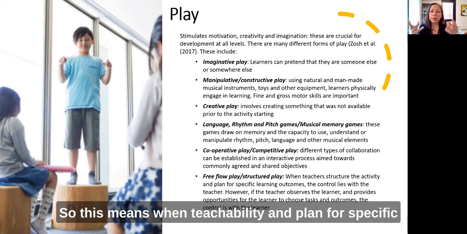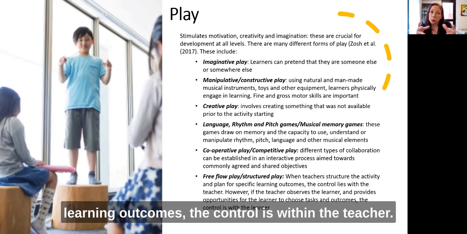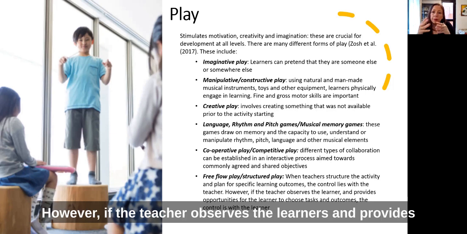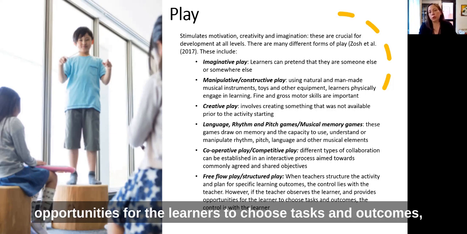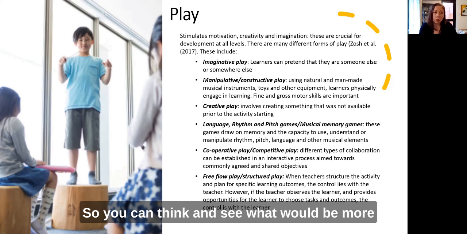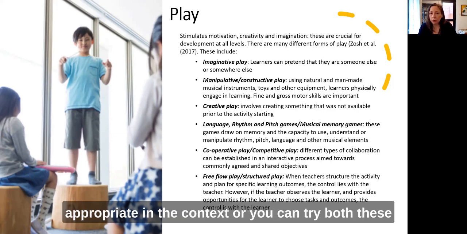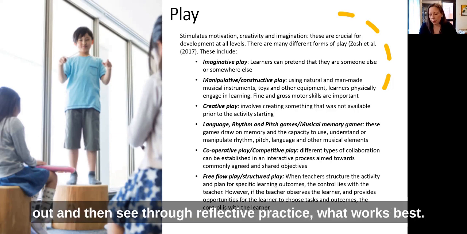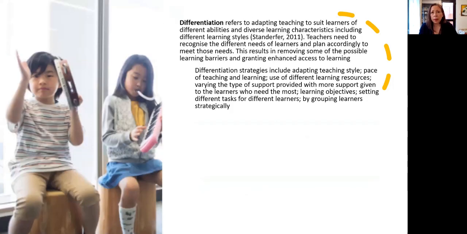So this means when teachers plan for specific learning outcomes, the control is with the teacher. However, if the teacher observes the learners and provides opportunities for the learners to choose tasks and outcomes, then the control is with the learners. So you can think and see what would be more appropriate in the context, or you can try both of these out and then see through reflective practice what works best.